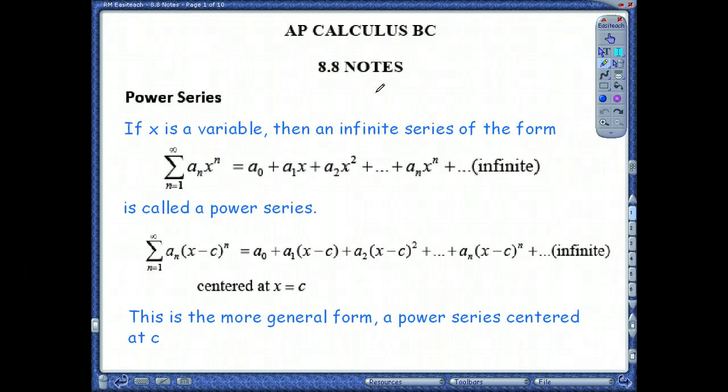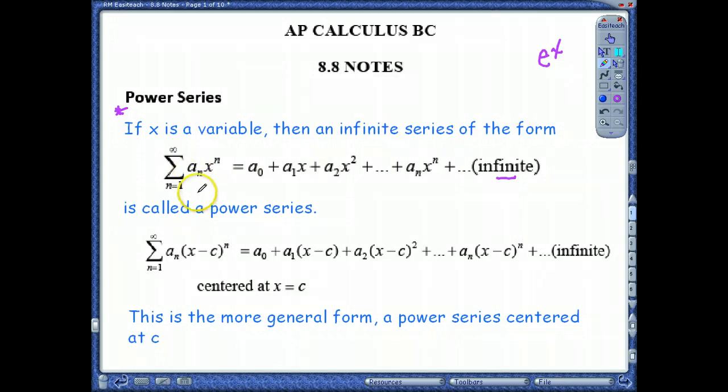Your definition of a power series is right here. If x is a variable, then an infinite series of the form, which you've got right there, is called a power series. So it is infinite. The best thing I can tell you about the power series is that it can be used to represent the exact function. For instance, e to the x or the sine of x: remember in section 8.7 we used a Taylor or Maclaurin series to estimate or approximate this function or one of the other functions we did. Well, the power series can actually represent the exact function.